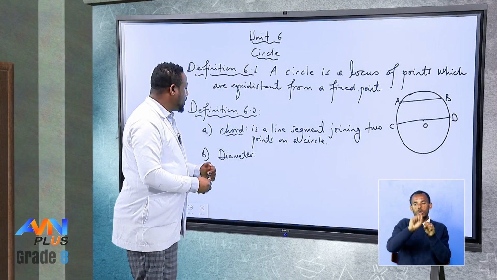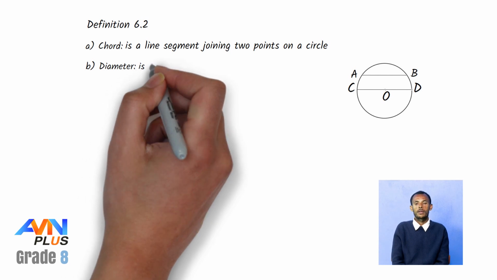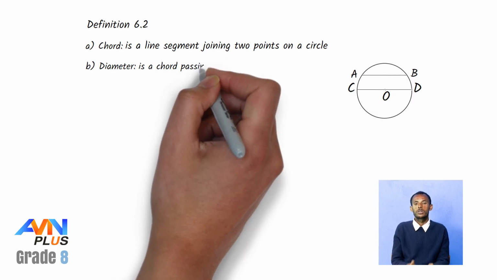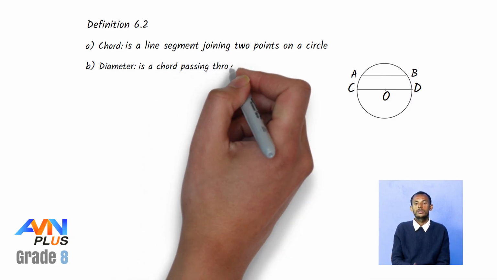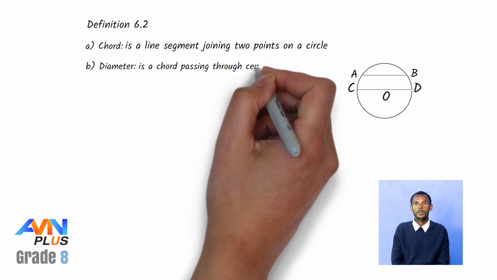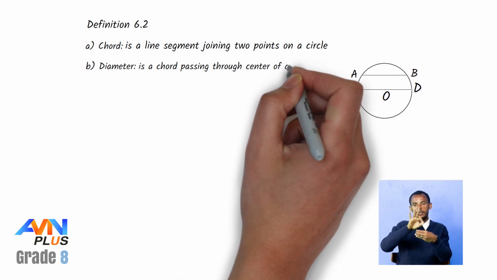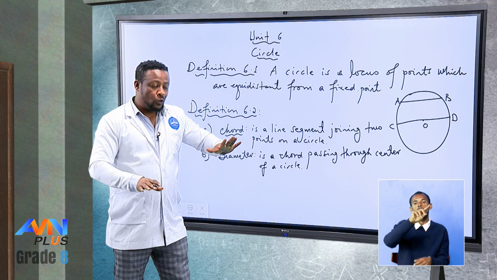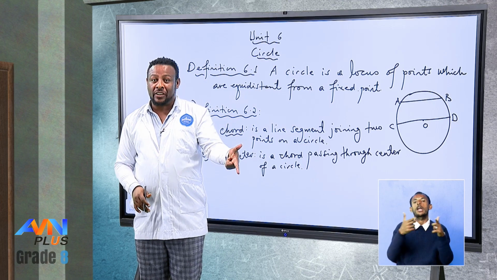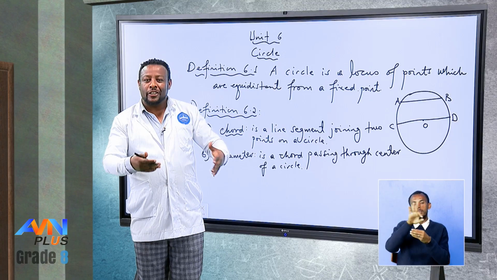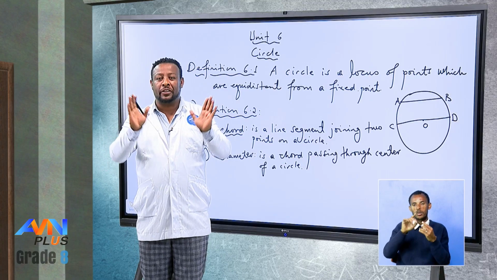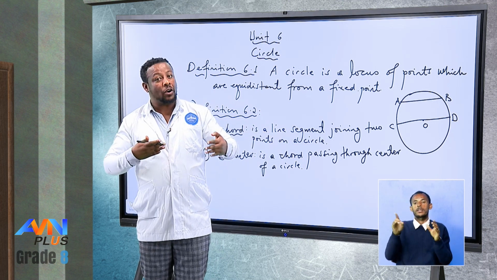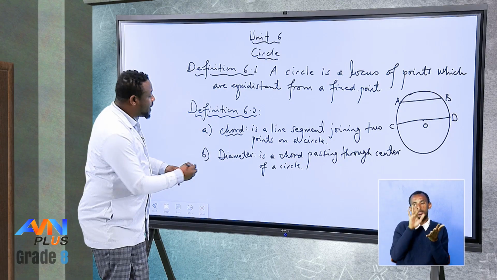It can be sketched in any manner, but it should pass through the center. So a diameter is a chord passing through the center of a circle. You may be asked to name the largest chord in a circle. If you are asked, your answer should be diameter. Both of them are chords. Their difference is that a diameter is a chord passing through the center. So this is the second terminology.